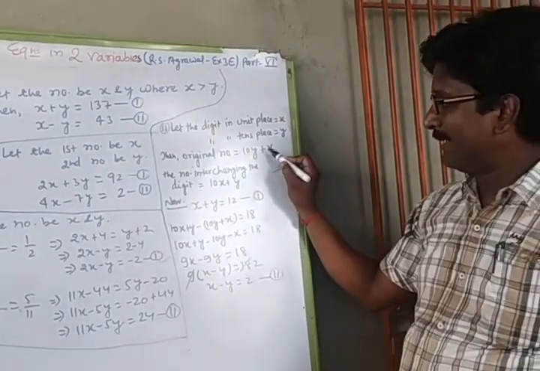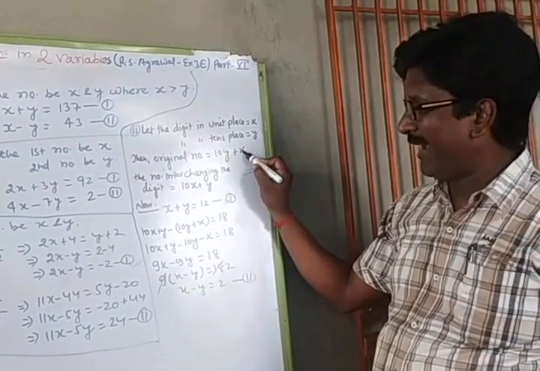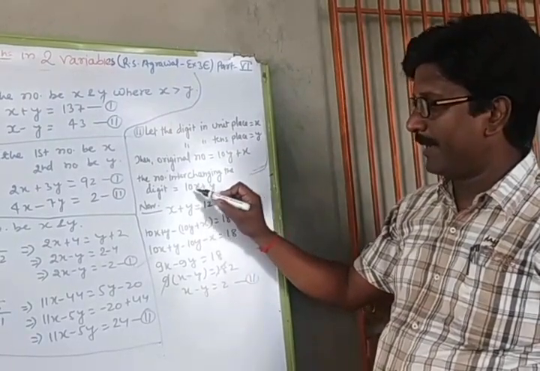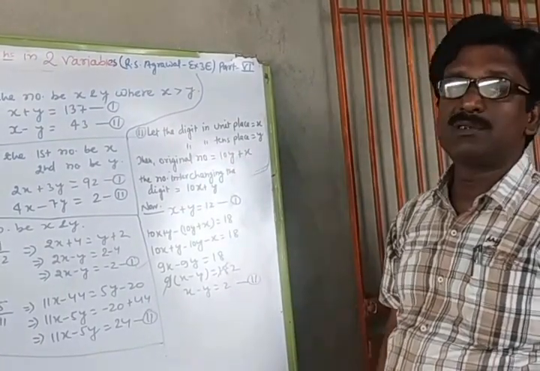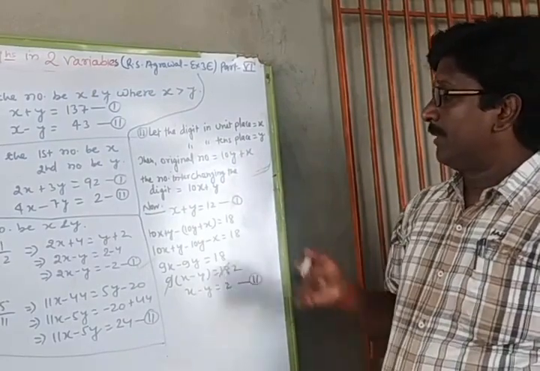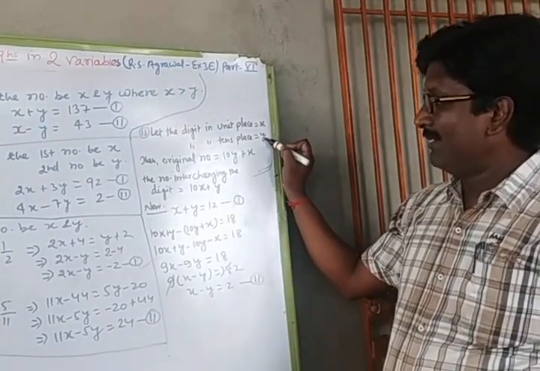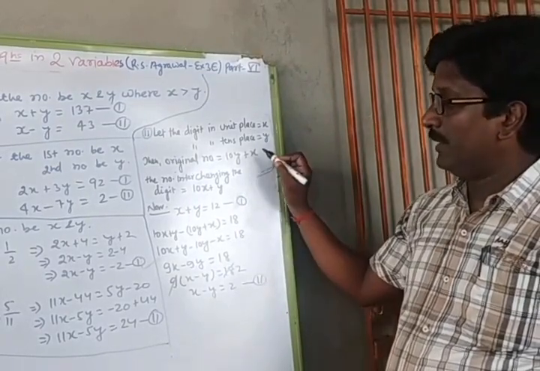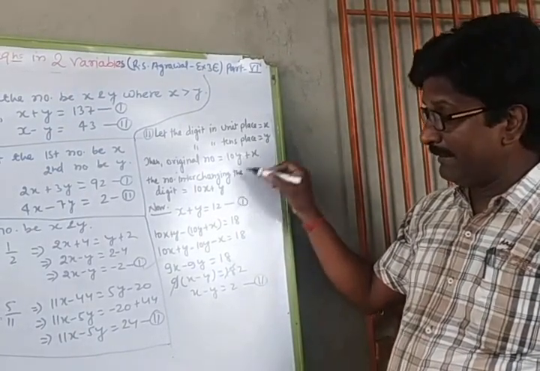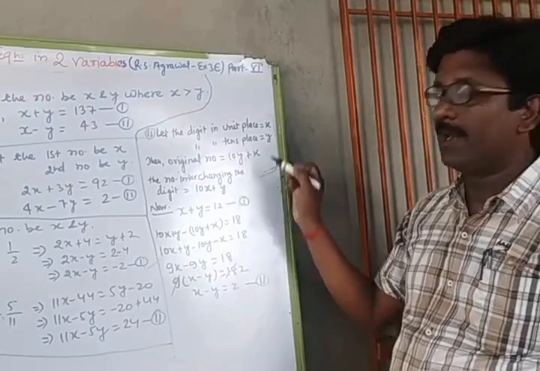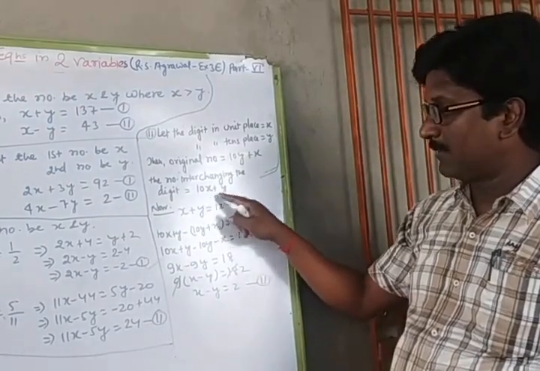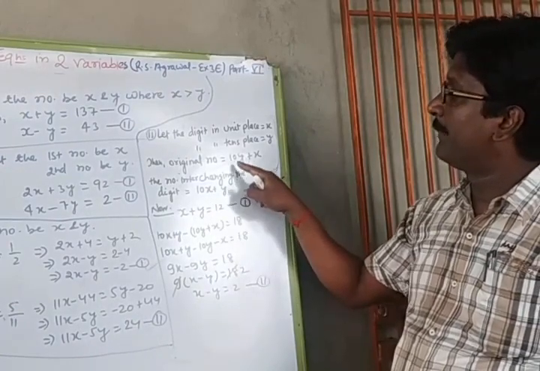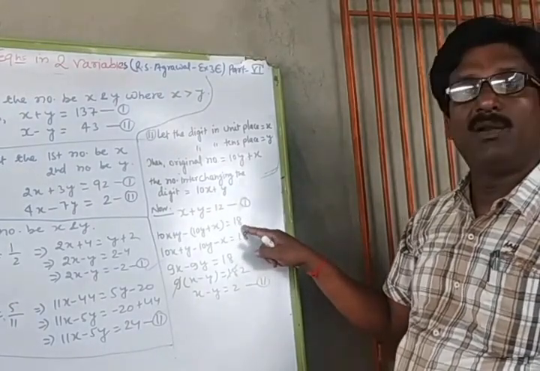Means now this x and y have been interchanged. Now x has come here and y has gone there. So the reverse number has become 10x plus y. And the question is now, the sum of the digits is 12. The digits are x and y, so x plus y is equal to 12. And the question says the interchanged number is greater than the original number by 18. It means this 10x plus y is greater than this number. So (10x plus y) minus (10y plus x) is equal to 18.